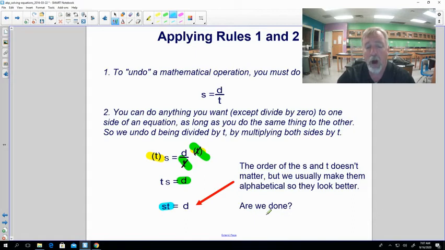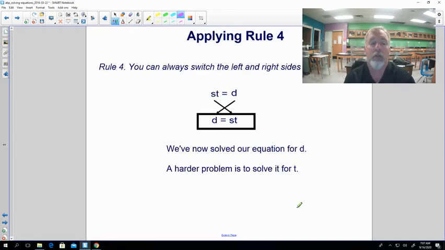So my last question here, are we done? Well, if you remember what our goal was, we wanted d by itself on the left side. Here we have d by itself on the right. So we have one more teeny tiny step. We just have to switch the sides of our equation, switch the left to the right. All right, now we're done. We've got d by itself on the left-hand side. Okay. Hopefully that was a quick, easy review.